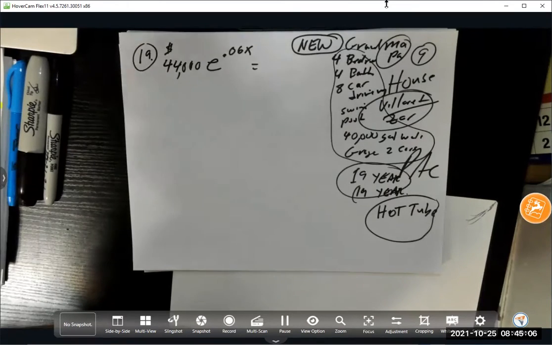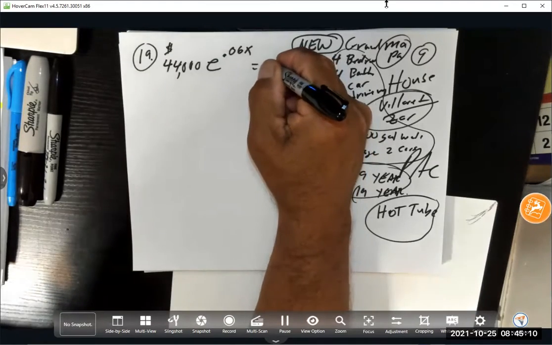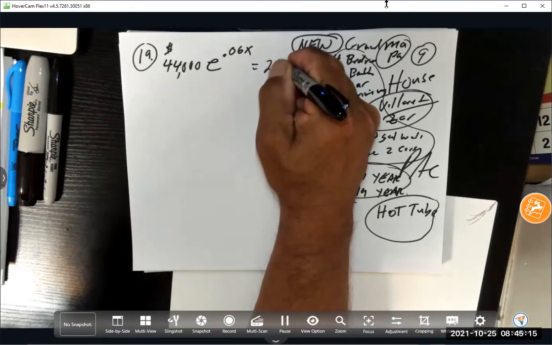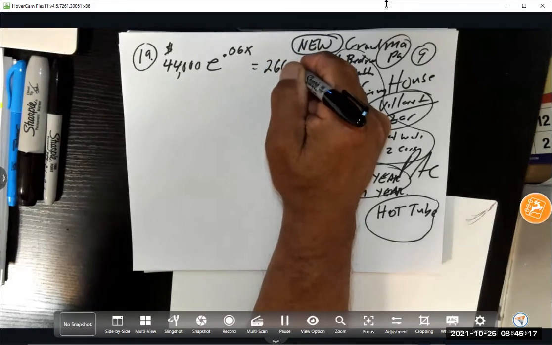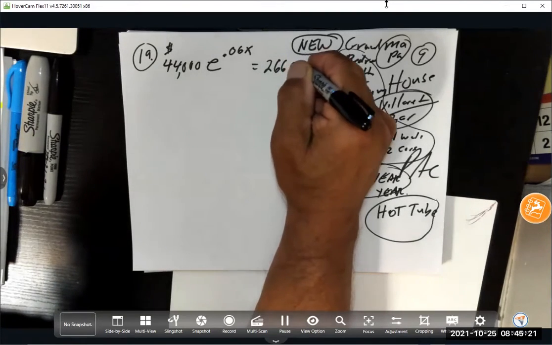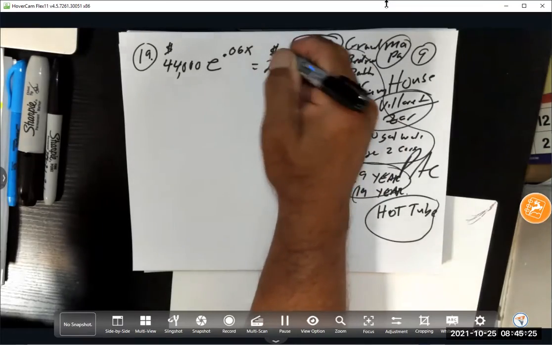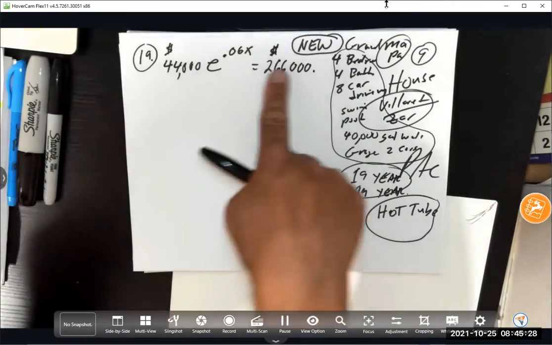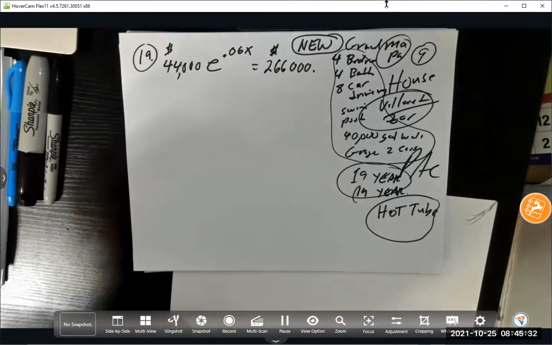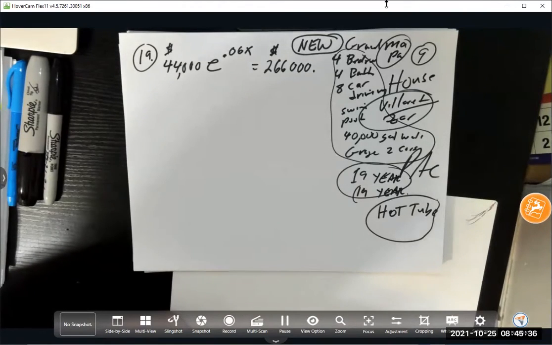So I'm gonna just make up a number. Ready? I'm gonna say eventually this house is not gonna be worth 44,000 anymore. It's gonna be worth like 266,000. I don't know. Make up a number. How about that? That's enough. Let's just use that. There it is. So eventually, what happens to this house? It's gonna be worth from 44,000 to a $266,000 house. It's gonna go up every year. It goes up more and more and more. So now, how many years is it gonna take?